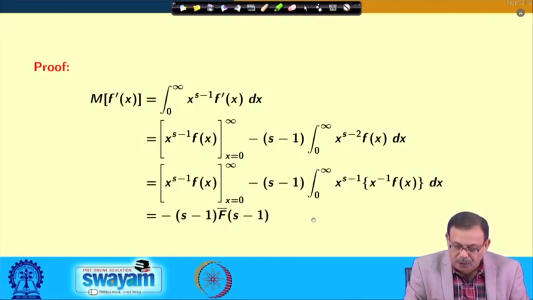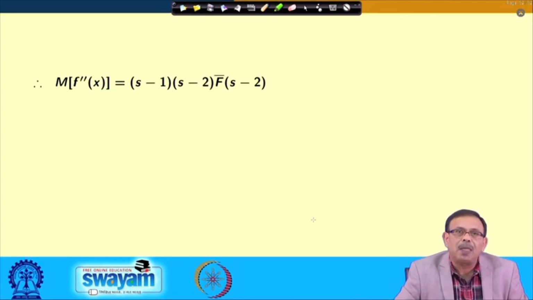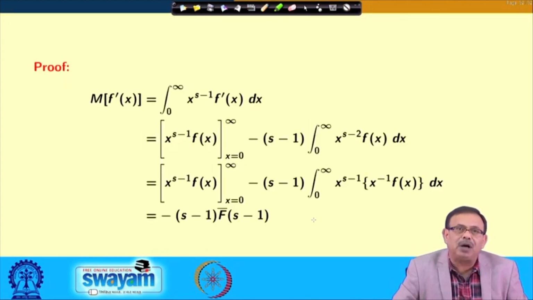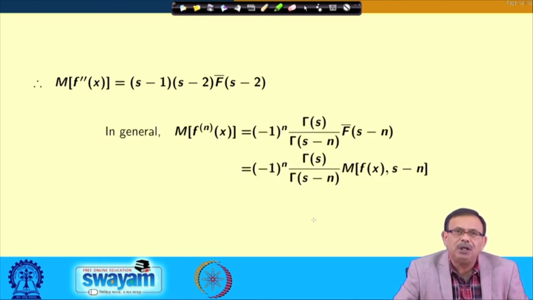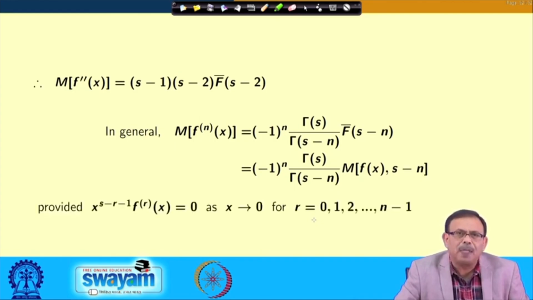For the next step, here the Mellin transform of f dash x was minus (s minus 1) into f bar (s minus 1), so the double dash one will be (s minus 1)(s minus 2) into f bar (s minus 2). In general, I can write the Mellin transform of f n x equals minus 1 to the power n gamma s by gamma (s minus n) into f bar (s minus n), where this value approaches 0 for r equals 0, 1, 2 up to n minus 1.